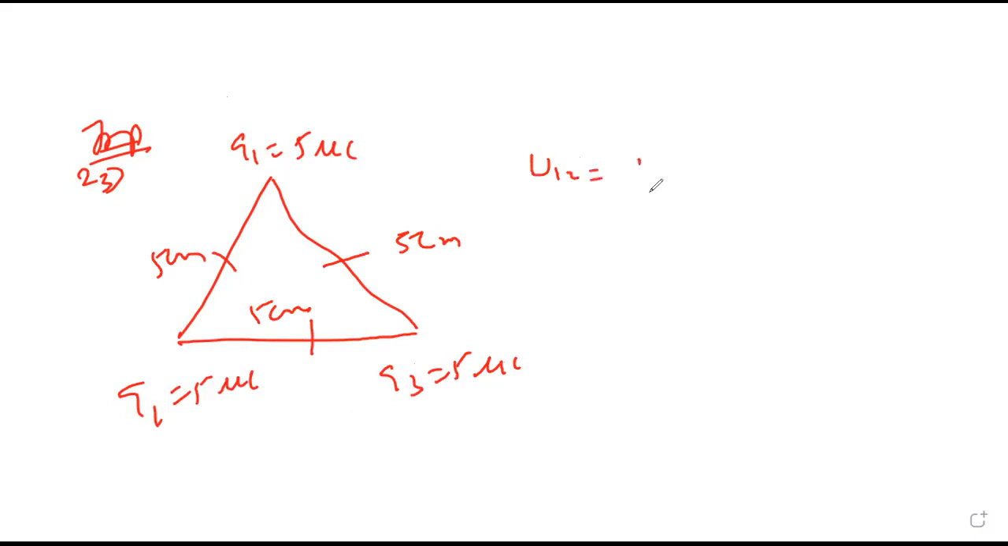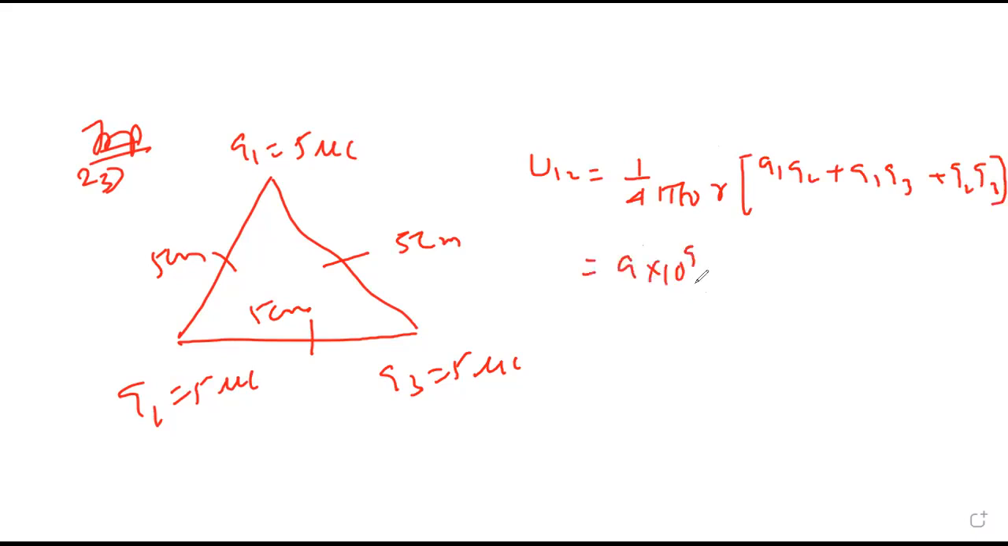Three charges. So 1 upon 4 pi epsilon naught. All distances are same, R I'm taking common. So it will be Q1 Q2 plus Q1 Q3 plus Q2 Q3, because distance is common. Same I took outside. 9 into 10 raised to 9 upon R, 5 into 10 raised to minus 2 meter.